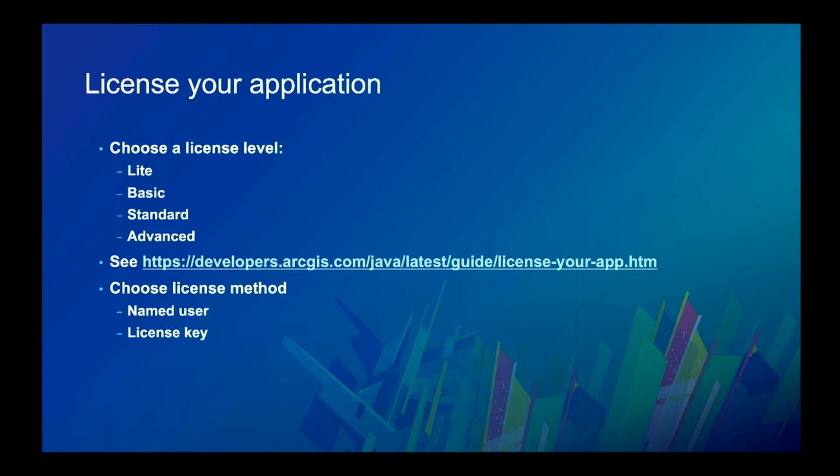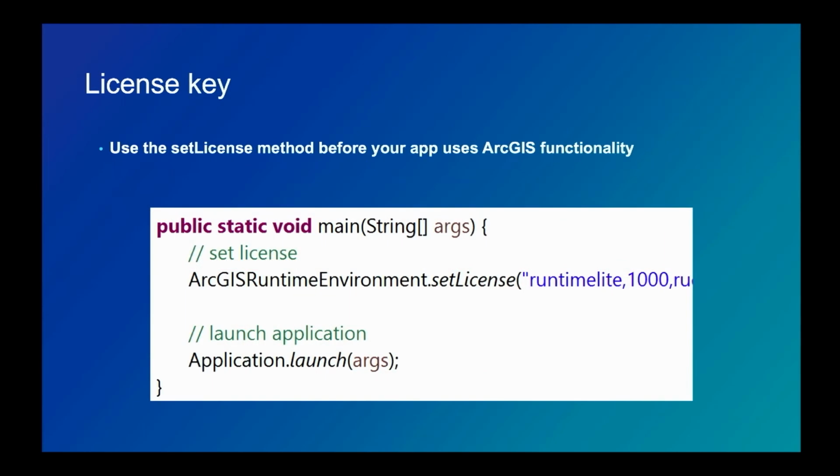So this is where you can purchase a license key from customer services or your own local distributor, and you can burn that license key into your application. Or if it's a Lite application, then there's a free license code you can put into your app. So let's just look at the code.